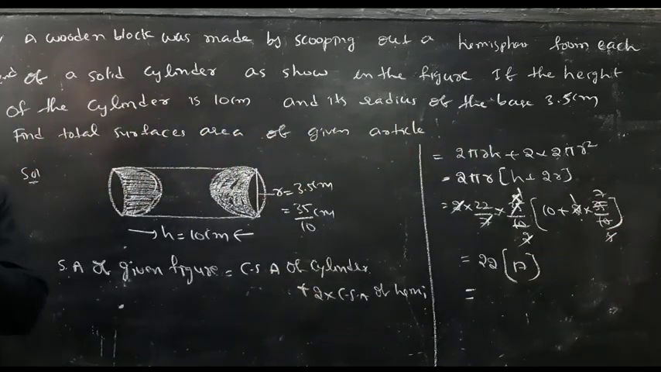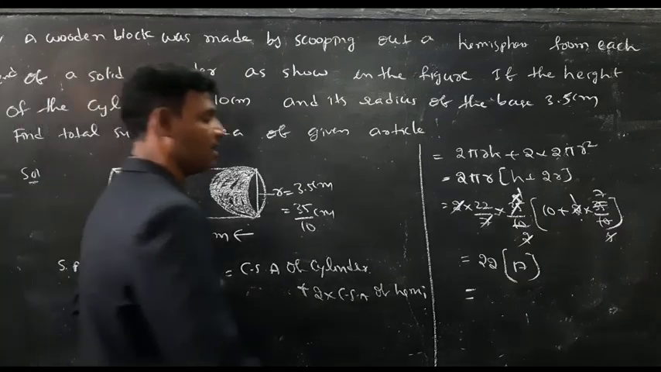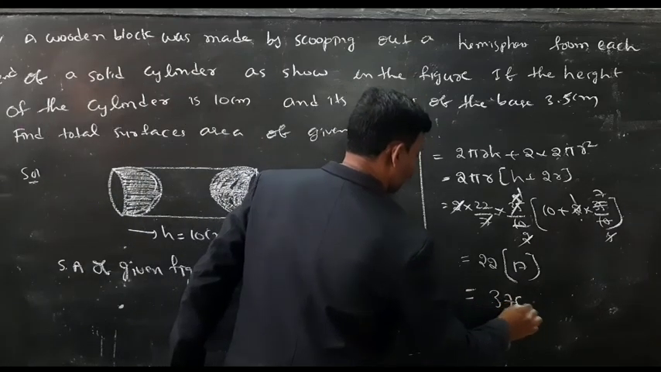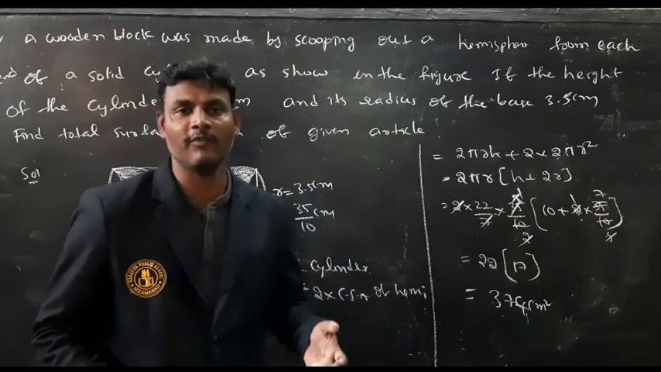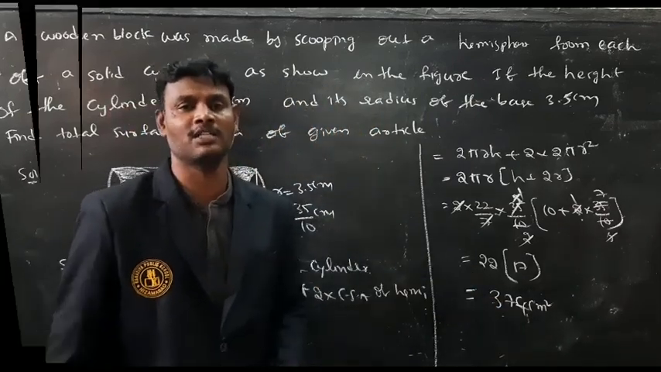What is the product here? 22 into 17, it is nothing but 374 centimeters square. So surface area of the given figure is 374 centimeters square.